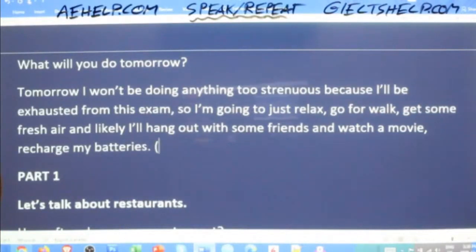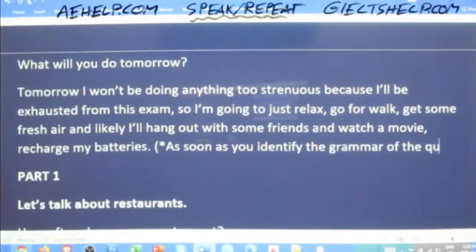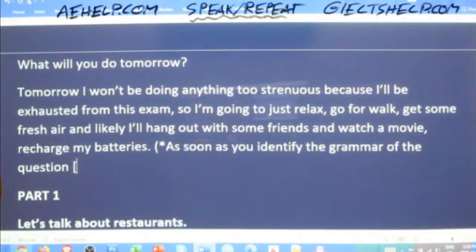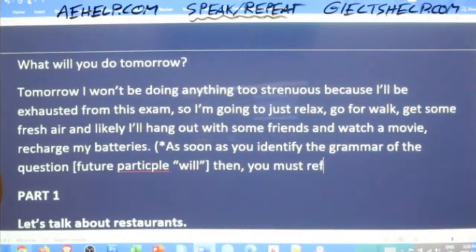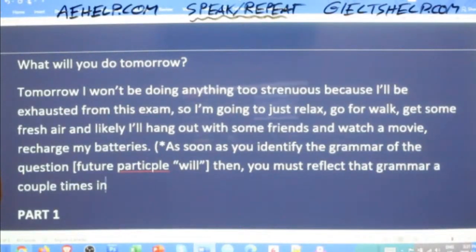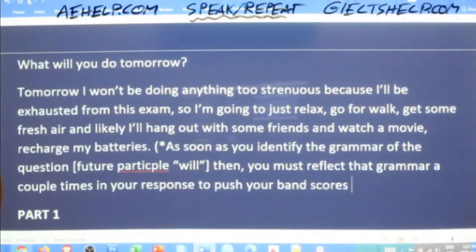All right, so here's another tip. As soon as you identify the grammar of the question, and in this case you have future participle will, okay, then you must reflect that grammar a couple of times in your response to push your band scores higher. Okay, that's what you want to do.